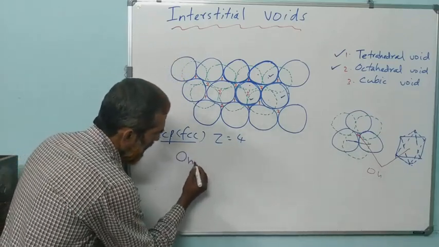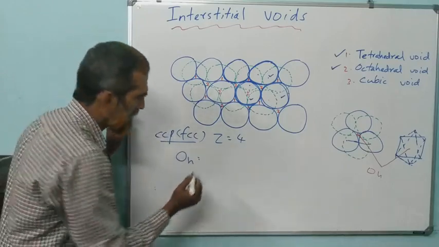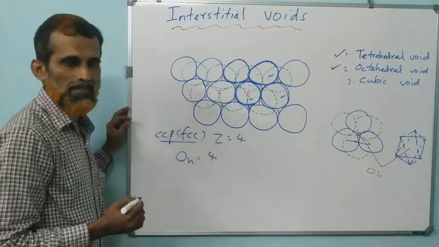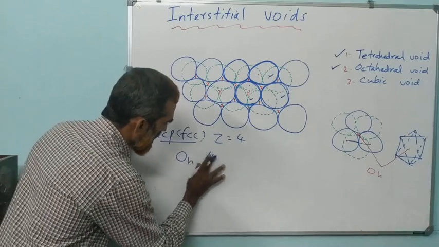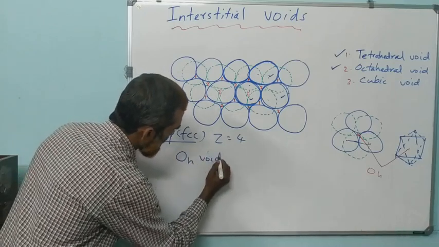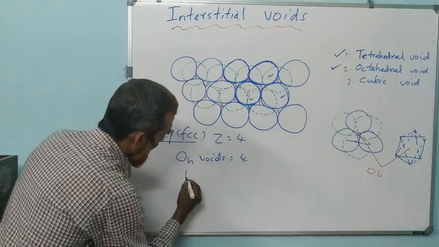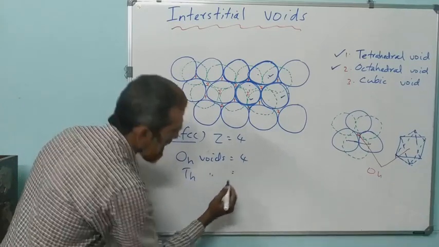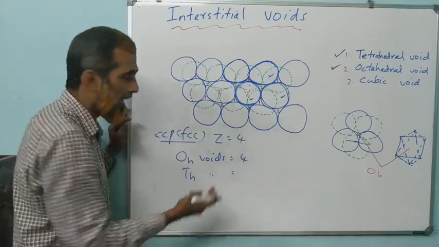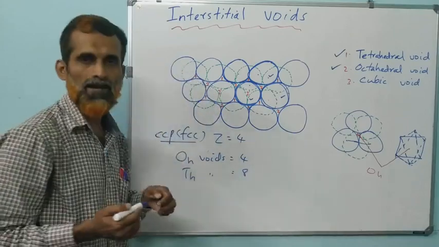The number of octahedral voids is the same as the number of particles, so there will be 4 octahedral voids. Number of octahedral voids equals 4. The number of tetrahedral voids is equal to double the number of particles, so that will be 8.